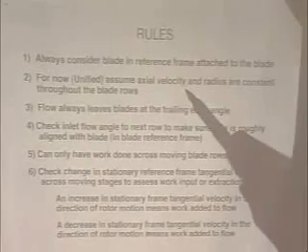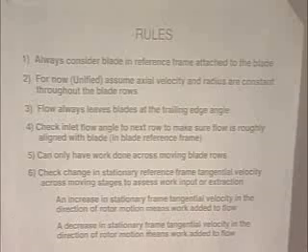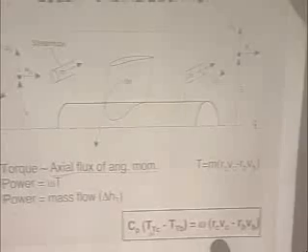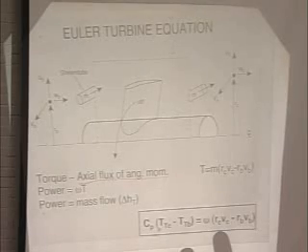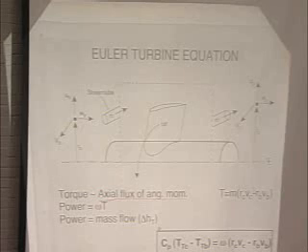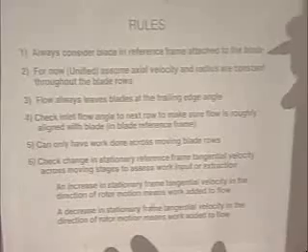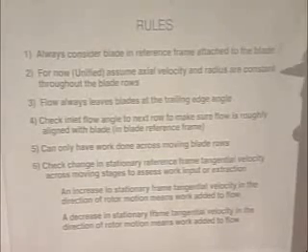For unified, we're going to assume that axial velocity and radius are constant, which means that when you go back to the Euler turbine equation, I'm going to assume that this R is constant. RC is the same as RB, and there's no change in the axial component. So it just simplifies things. If you're going to do it formally for a real device, you wouldn't make that assumption. So this is just advice. Always consider the blade and the reference frame attached to the blade. This is an assumption that we're going to make. And then the rest are some rules.